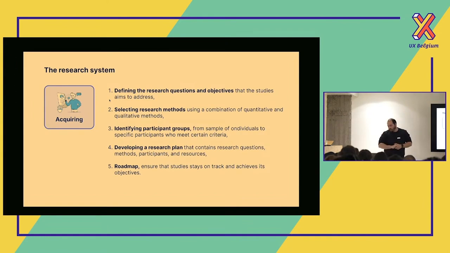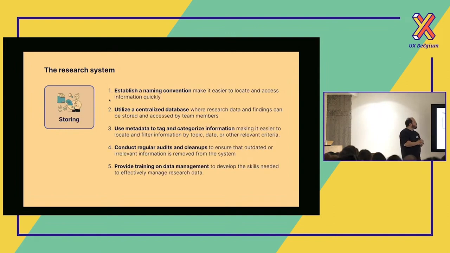For the storage, we have, first of all, a naming convention. If you've got 20 files that are named differently, it would be pretty hard to locate and identify them. And of course, use a centralized database. You want to have all your insights in one single place that lives through time. The idea is also to use some categorization information and to do some cleanups. We have some repositories that most of the time contain all the research of the company, but you cannot consider insights that were created two years ago because, of course, users evolve and you must clean and adapt your repository.